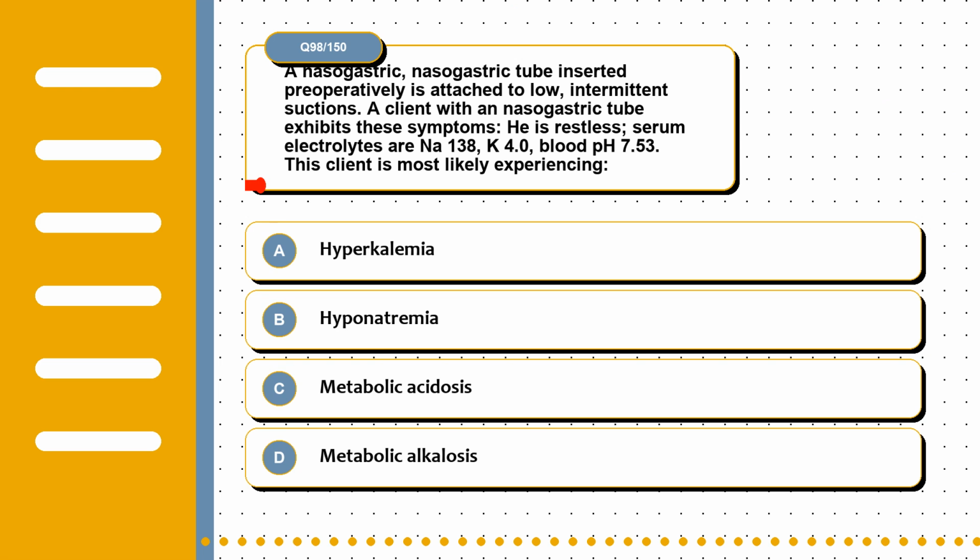Question 98. A nasogastric tube inserted preoperatively is attached to low, intermittent suction. A client with a nasogastric tube exhibits these symptoms. He is restless. Serum electrolytes are Na 138, K 4.0. Blood pH 7.53. This client is most likely experiencing: Option A, hyperkalemia. Option B, hyponatremia. Option C, metabolic acidosis. Option D, metabolic alkalosis.